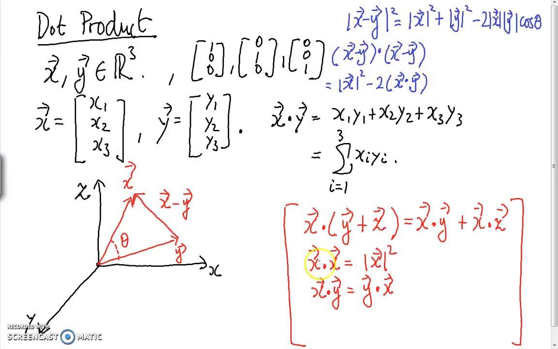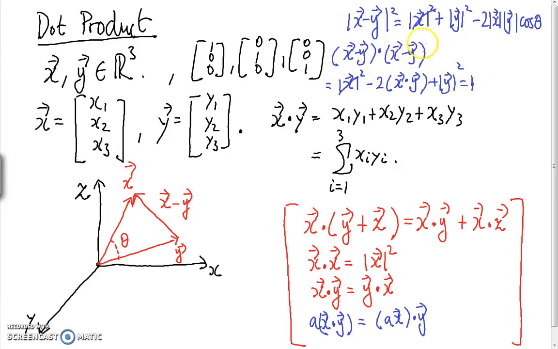And I've just forgotten to include a property, which is that any scalar a multiplied by x dot y is equal to ax dot y. It's immaterial. The scalar can just essentially be ignored. Plus the magnitude of y squared. That's equal to this stuff here.